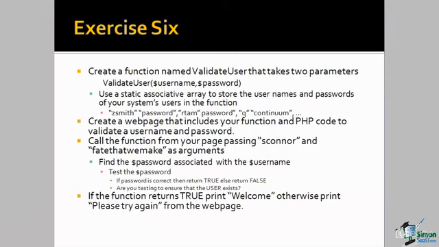Now it's your turn. In this exercise, we'd like you to create a function called validate_user. That function is going to take 2 parameters, and it should look like this. validate_user takes a username and a password as parameters to the function. Then use an associative array, a static associative array within the function definition, to store a set of usernames and passwords. I've given you here a few samples of usernames and passwords that you could use. You're going to need, obviously, to add to it.